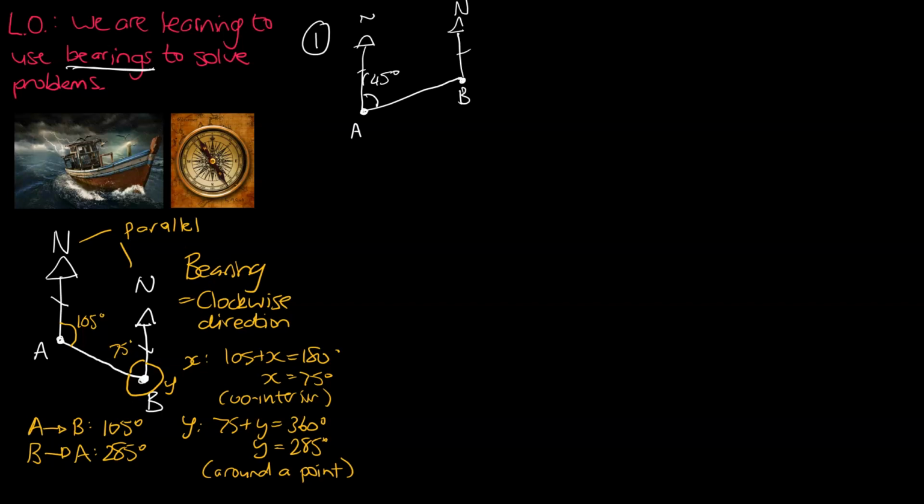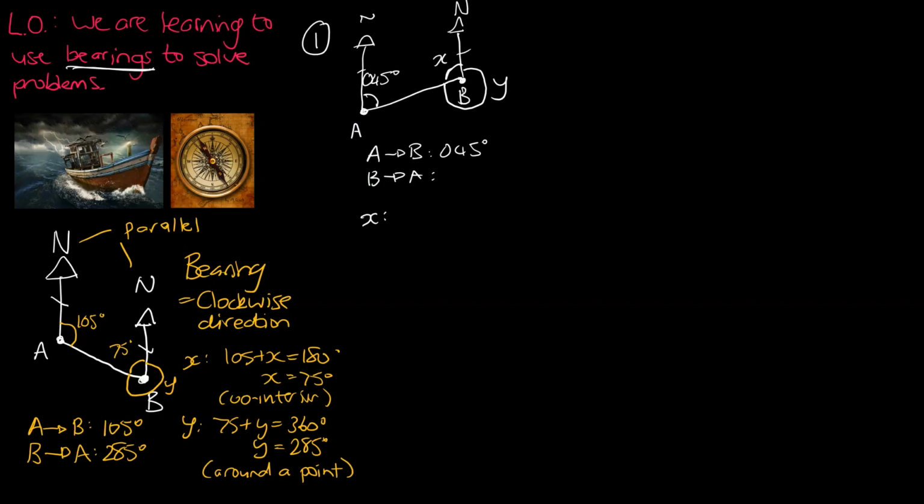And typically when it's less than 100, we actually write 045 degrees. So that means to get from A to B, that had a bearing of 045. How do we get the backward direction? How do we find the bearing if we're going backwards from B to A? Similar to the first question, we're looking for this angle, which we're going to call Y.